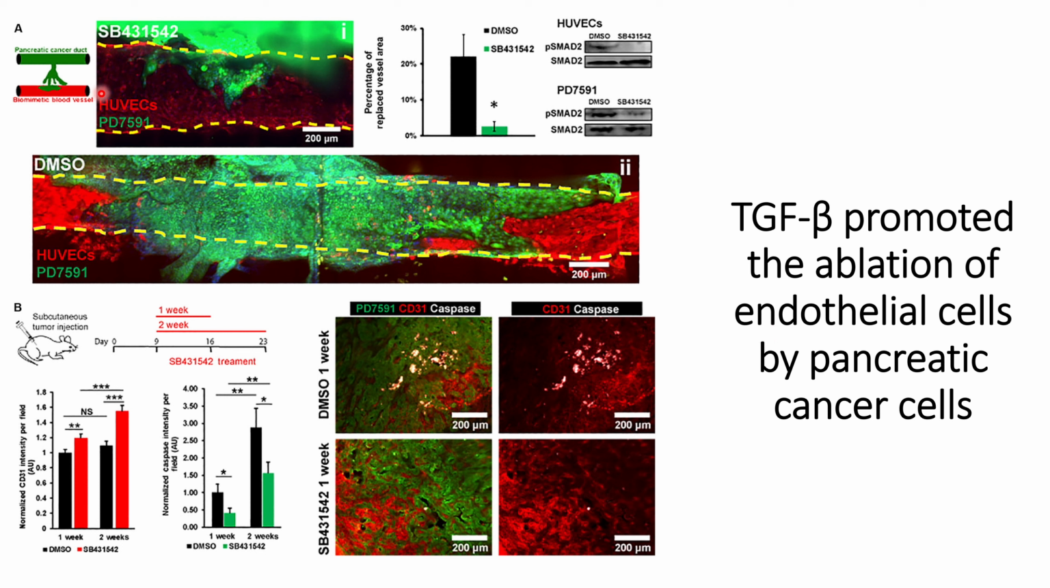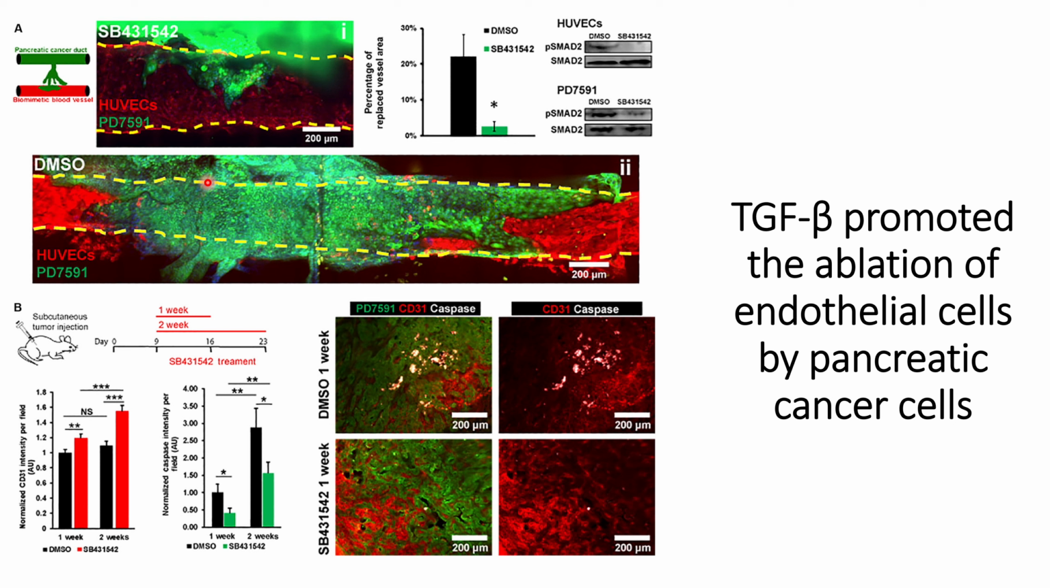So what they did is they did two experiments. In the control experiment, they injected DMSO in the biomimetic blood vessels, and in the actual experiment, they injected SB431542, which is the inhibitor for this TGF-beta, and they started injecting after 7 days of this pancreatic cancer migration. That is when they reach the biomimetic blood vessels.